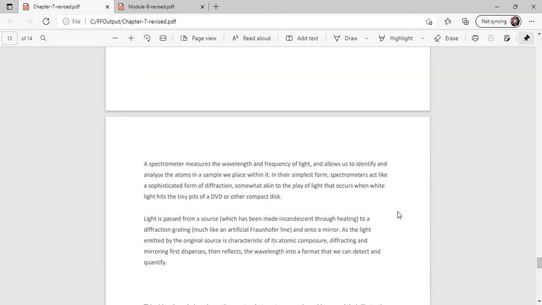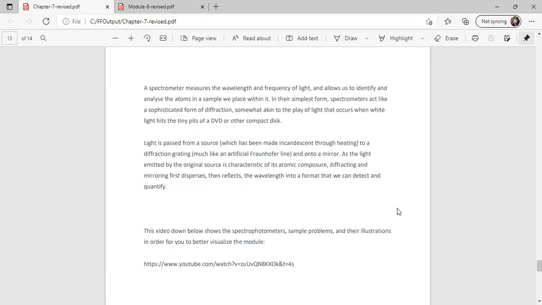A spectrometer measures the wavelength and frequency of light. It allows us to identify and analyze the atoms in a sample. In its simplest form, a spectrometer acts as a sophisticated form of diffraction, somewhat like the play of light that occurs when white light hits the tiny grooves of a DVD or compact disc. The light is passed through the source, which has been made incandescent through heating, to a diffraction grating and onto a mirror, as the light emitted by the original source is characteristic of its atomic composition. The diffraction and mirroring then reflect the wavelengths into a format that you can detect and quantify.